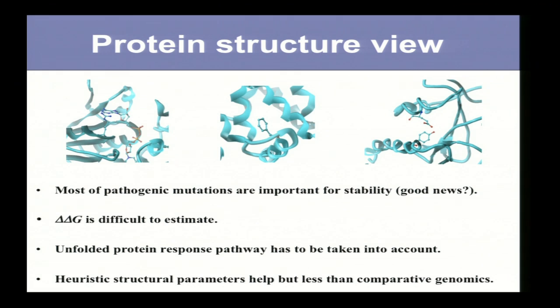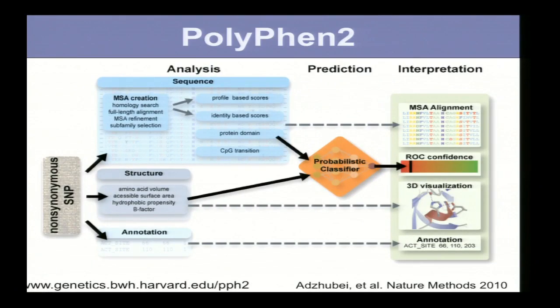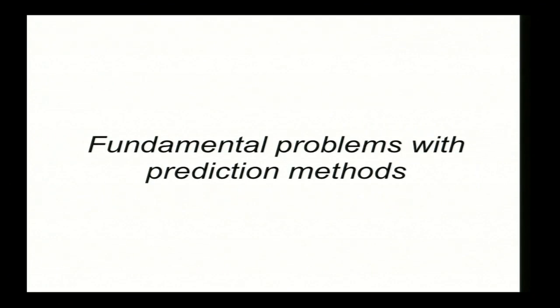What we use are heuristic structural parameters to fit into our predictor, with structural parameters being fed into the predictor together with multiple parameters from multiple sequence alignments, primarily evolutionary rate, estimated distribution of amino acids, distance from human position, and so forth. And again, there are other methods like SNAP, MAP, SIFT, Mutation Taster, and so forth.